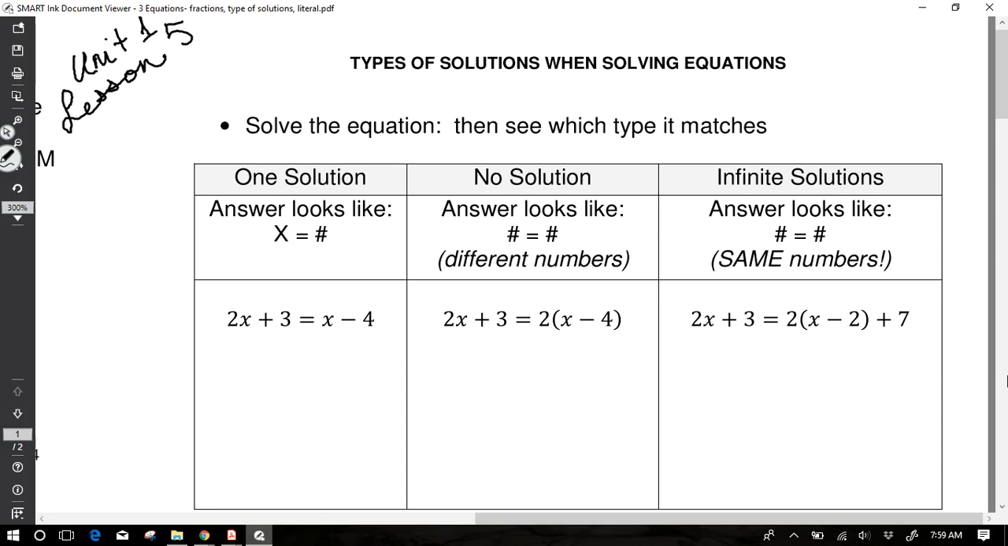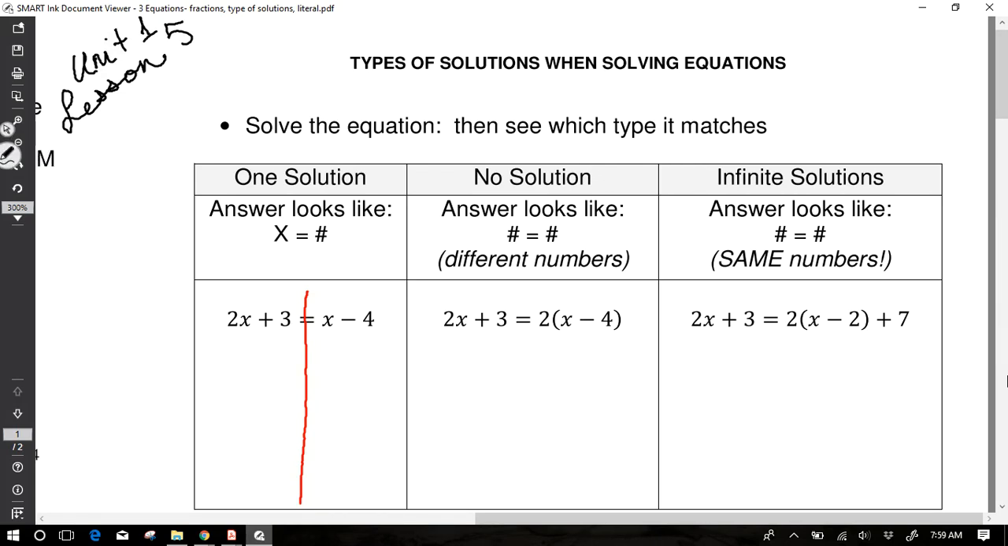And there are other kinds of equations that might have no answer at all, or even every single answer that you plug in could make it be a true solution. So let's start out by looking at the one solution. This is what we've already done this year, and this is what we're used to seeing. So one solution answers look like x equals a number when you get to the final answer.